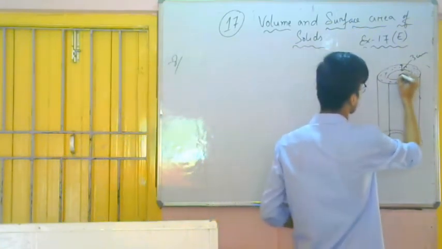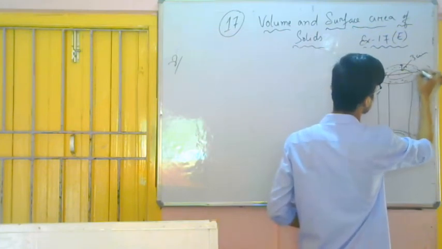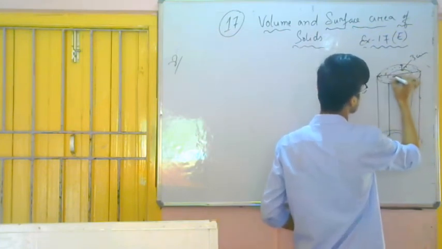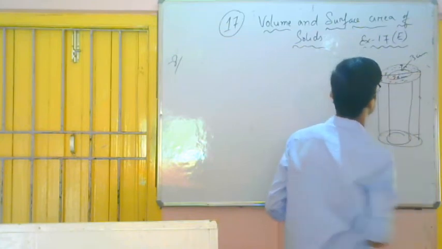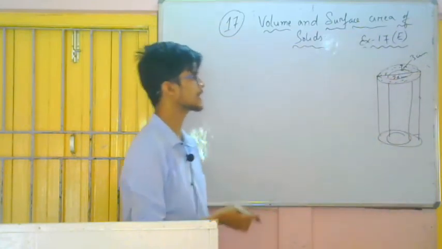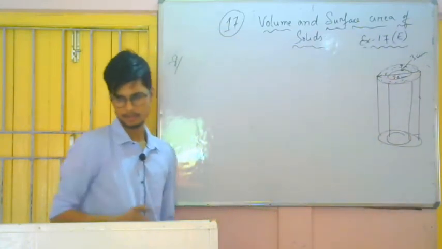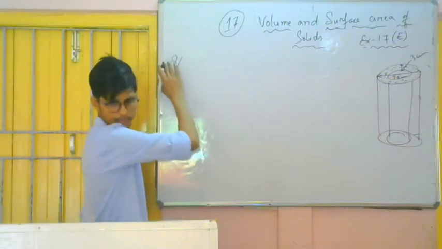That means this is the midpoint. From here to here, it is 56 centimeter diameter. So first of all, I will find the external radius. Okay, so you write given, question number 9.